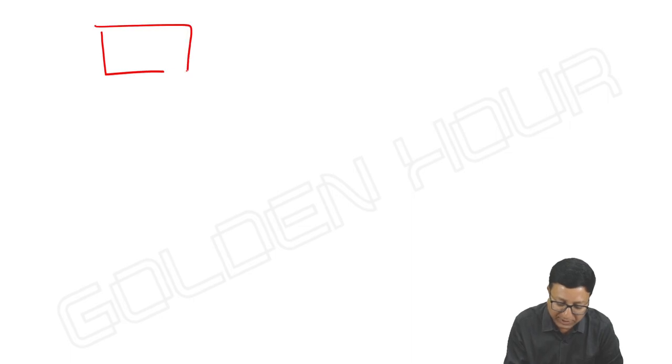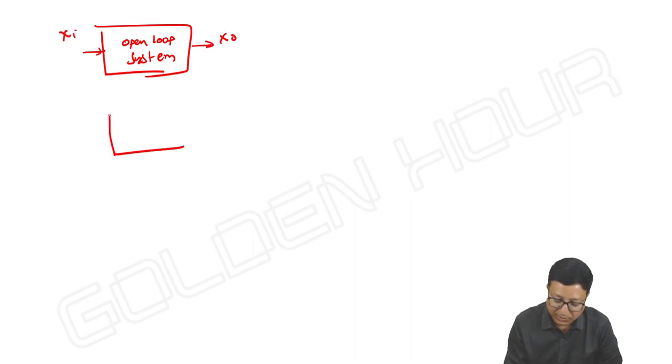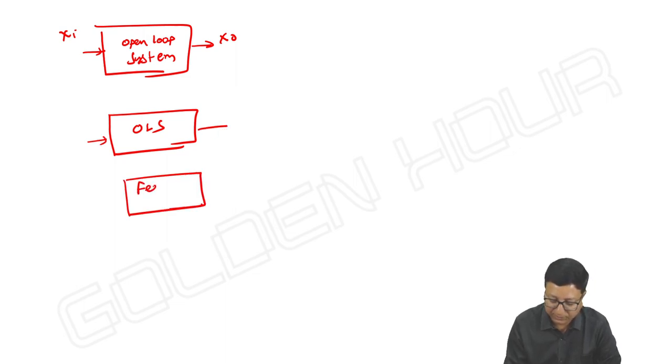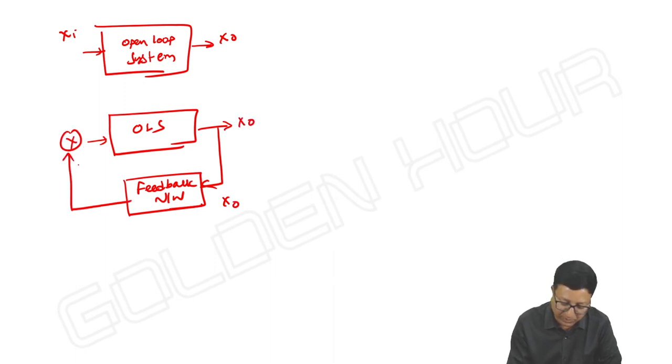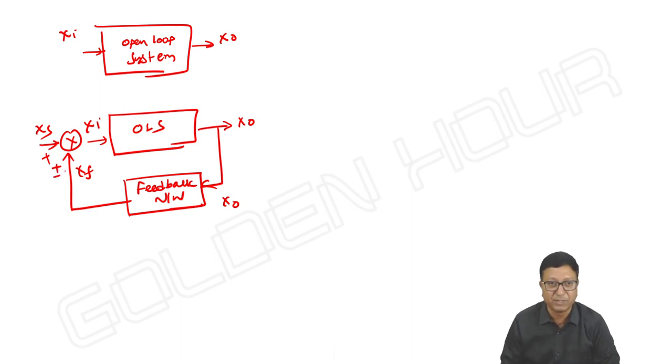See, in control systems, if you take an open loop system, some xi is input and x0 is output. Then closed loop means what we do: to the open loop system, we have some feedback network. It is also known as beta network. That x0 is acting as input to the beta network, and a part of the output, xf, is combined with xi; we call it xs, plus or minus. Of course, minus or plus, anything you can write here, depends. Then it is called a closed loop system.